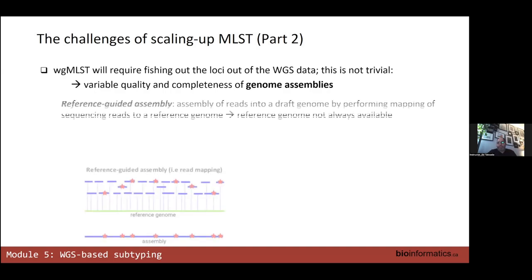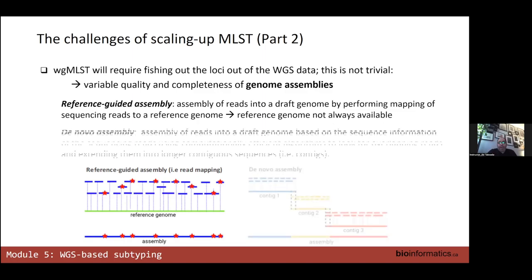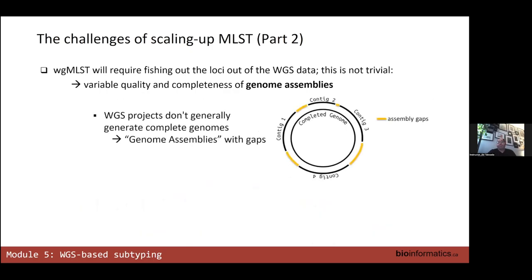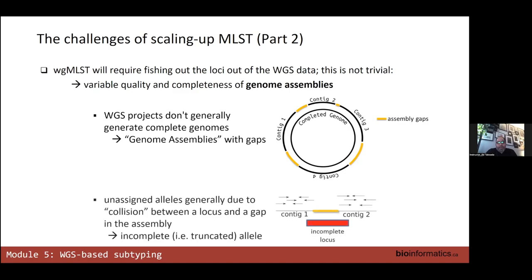we already discussed the fact that we're dealing with genome assemblies. We're not talking about complete circularized genomes. We've talked about reference-guided assembly and de novo assembly. In a lot of cases, we're dealing with de novo assembled genomes, and we end up with contigs and gaps. The better the assembly, the fewer contigs and the fewer gaps you have. You always have, at the very least, the number of contigs minus one as the number of gaps. So if you have 50 contigs, you have 49 gaps to deal with. And generally speaking, there is the potential collision between one of the loci you're going to try to use and one of those assembly gaps. If you can't define it, then you can't call it, which means no data for that locus.